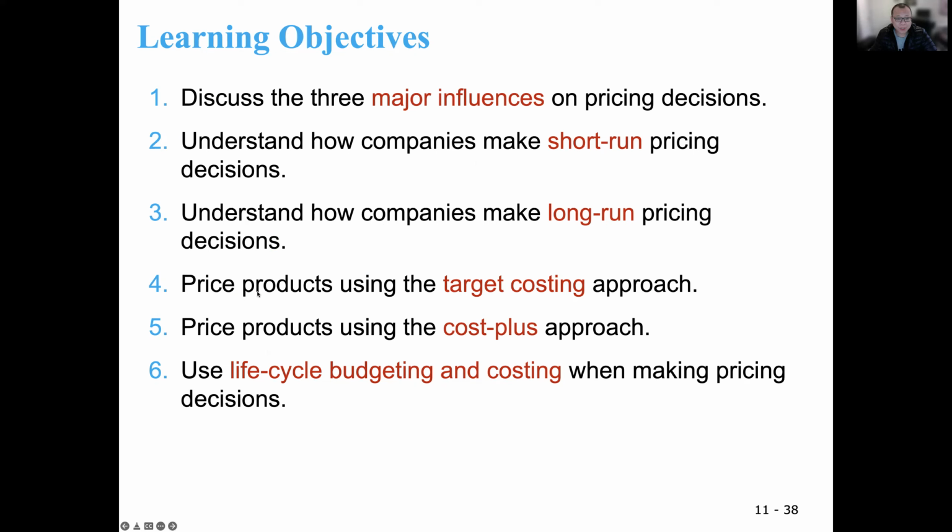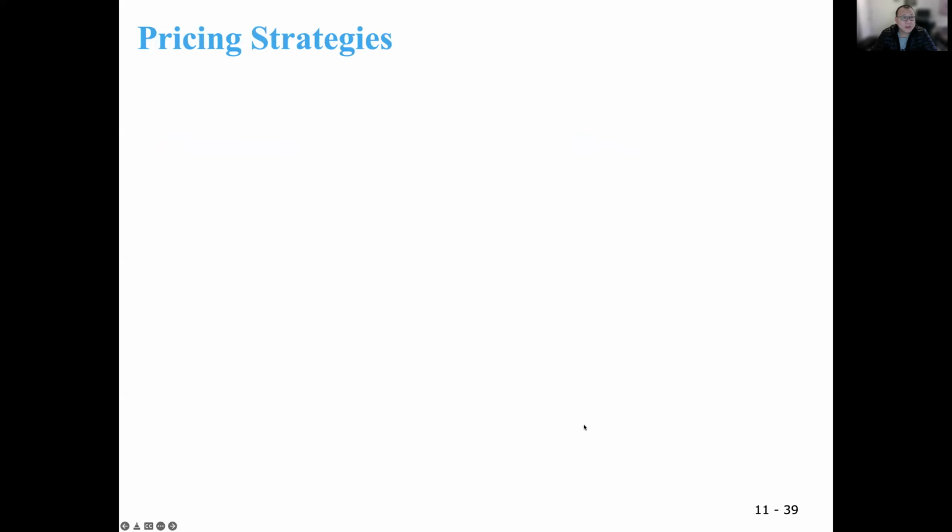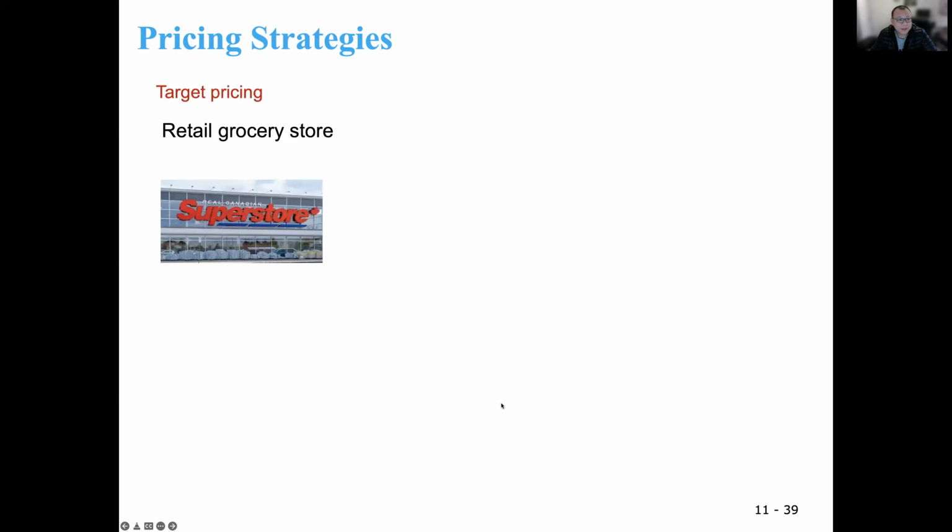And then we want to talk about different approaches for pricing product. So we talk about the target costing approach. We talked about the cost plus approach. And last, we are introducing the life cycle budgeting and costing. Okay, pricing strategies. So the first one we are talking about is the target pricing.